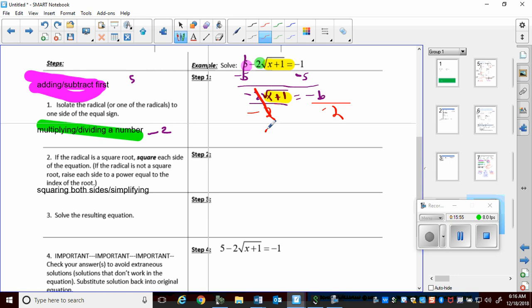That leaves me with the square root of x plus 1 equals 3. Now, in order to get rid of the radical, what we did before, we squared both sides. But now we have an additional step.